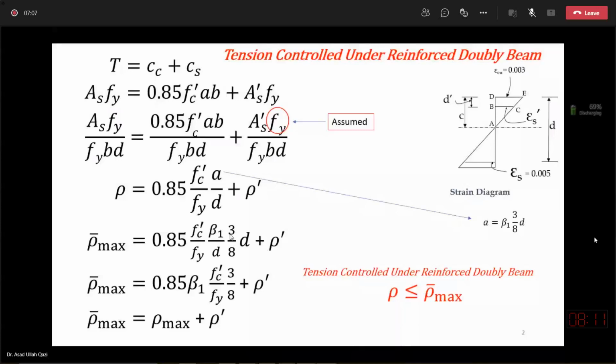Perform the classification of doubly reinforced beams. Once we are given the section, reinforcement details, and material grades, we can determine the rho of the cross section. Then I can evaluate, without going into detailed analysis, whether this doubly reinforced beam is tension controlled under-reinforced, transition reinforced, or over-reinforced.